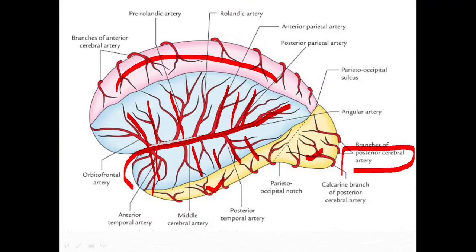This is all about the superolateral surface. Stay tuned to next anatomy. In the next video, we will talk about the medial surface and the inferior surface.